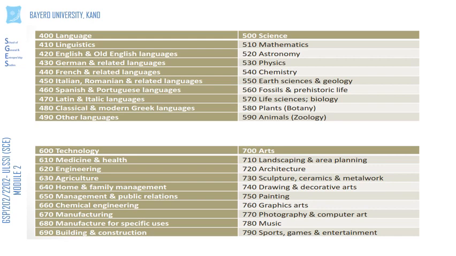Also the class 700, which is art, we have landscaping and area planning as 710. We have 720 as architecture, 730 sculpture, ceramics and metalwork. We have 740 as drawing and decorative art, 750 as painting, 760 graphic art, 770 photography and computer art, 780 music, 790 sports, games and entertainment. All these fall under class 700, that is art.